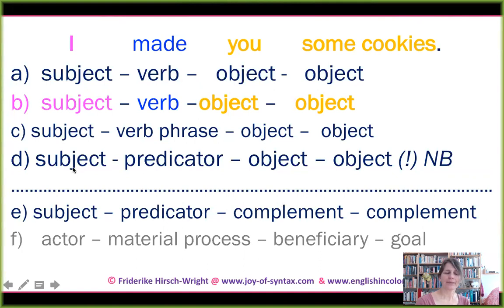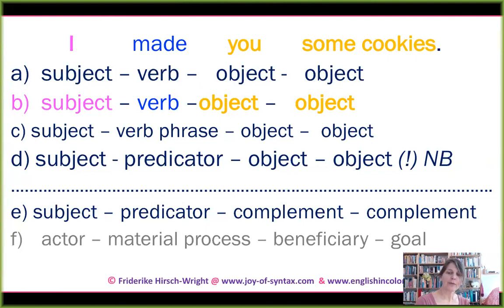Now, Huddleston and Pullum also say object, but only if the indirect object is positioned in between the verb and the direct object. If you were to add this indirect object with the preposition, and you can do this, "I made some cookies for you," then Huddleston and Pullum call that a prepositional complement. Complement because it's obligatory, and prepositional because it's headed by a preposition. And Longman and Quirk would say it's a prepositional object.